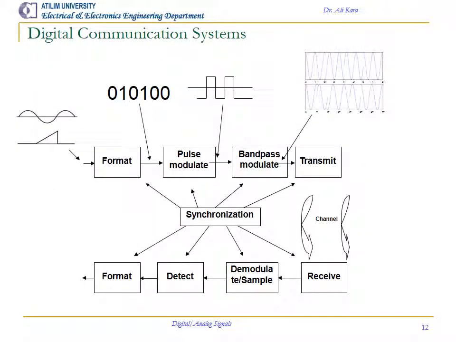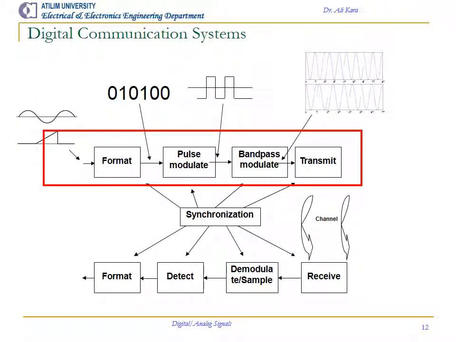Digital communication systems. This part of the digital communication system is the transmitter part. We have the formatting part, which also involves encoding. It takes a message signal and digitizes it. Then the binary string, or digital string more generally, is fed into a pulse modulator, where the string is transformed to a pulse train. After that comes the bandpass modulation, which we have seen in the earlier classes in detail.